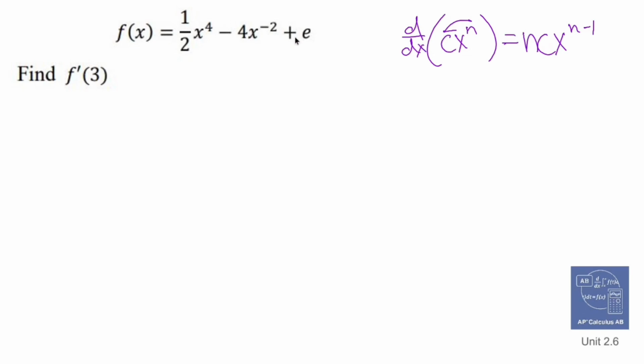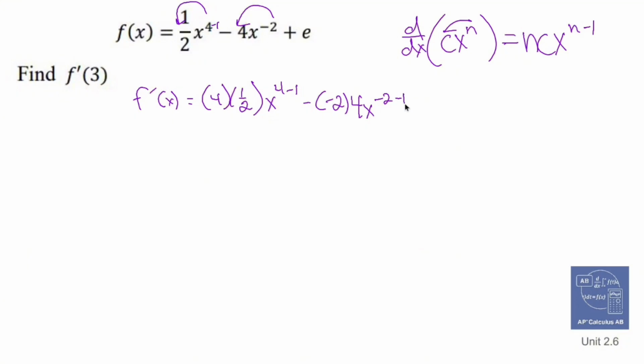Now, I can't do that yet. No, actually, I can. Everything's in good shape. I have my x to the 4th, x to the negative 2, and no x there, so that's going to be all right. It's going to be pretty easy. So f prime of x has me dropping down the 4 and subtracting 1. So multiply 4 to 1/2, and then I get x to the 4 minus 1. Minus, drop down the negative 2, so I have negative 2 times 4, x to the negative 2 minus 1. And if I take the derivative of e, it's just a number. The derivative of a constant is 0, so I don't need anything there.